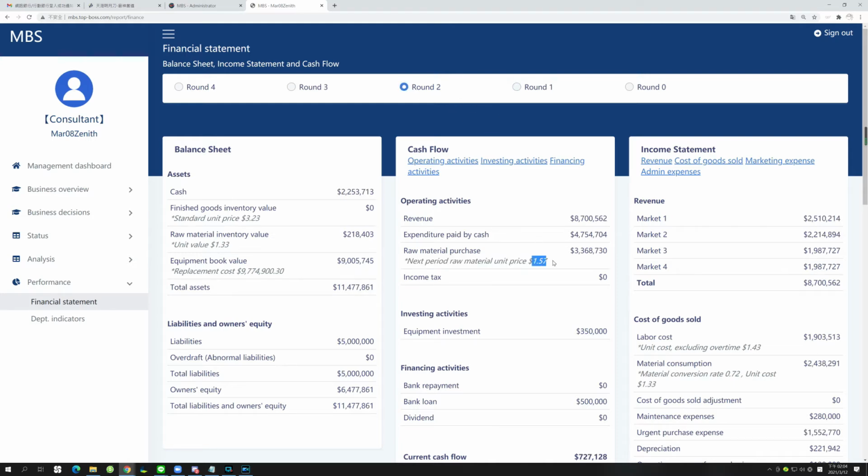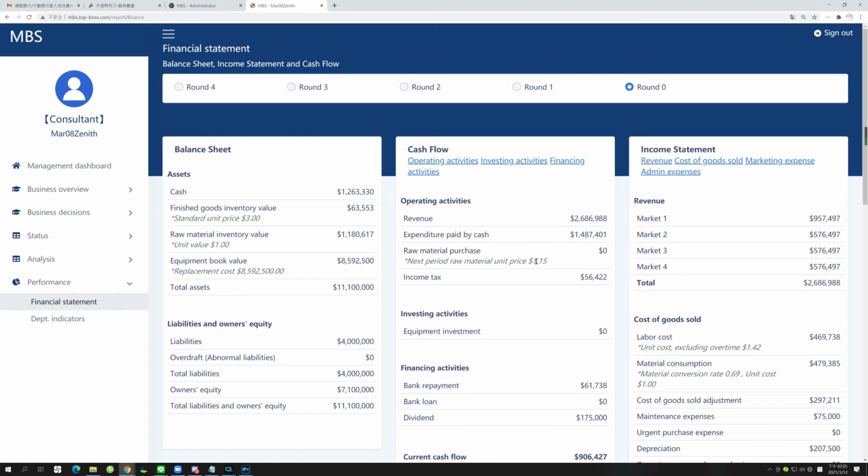And in round 3, it tells you that the material unit price is $1.78 for round 4. And you will see that the material unit price is rising. Because of that, maybe we should look into buying more in the very beginning, and we will have more control over the cost of making the products. And the differences between the two material unit prices will affect the unit cost of your goods.